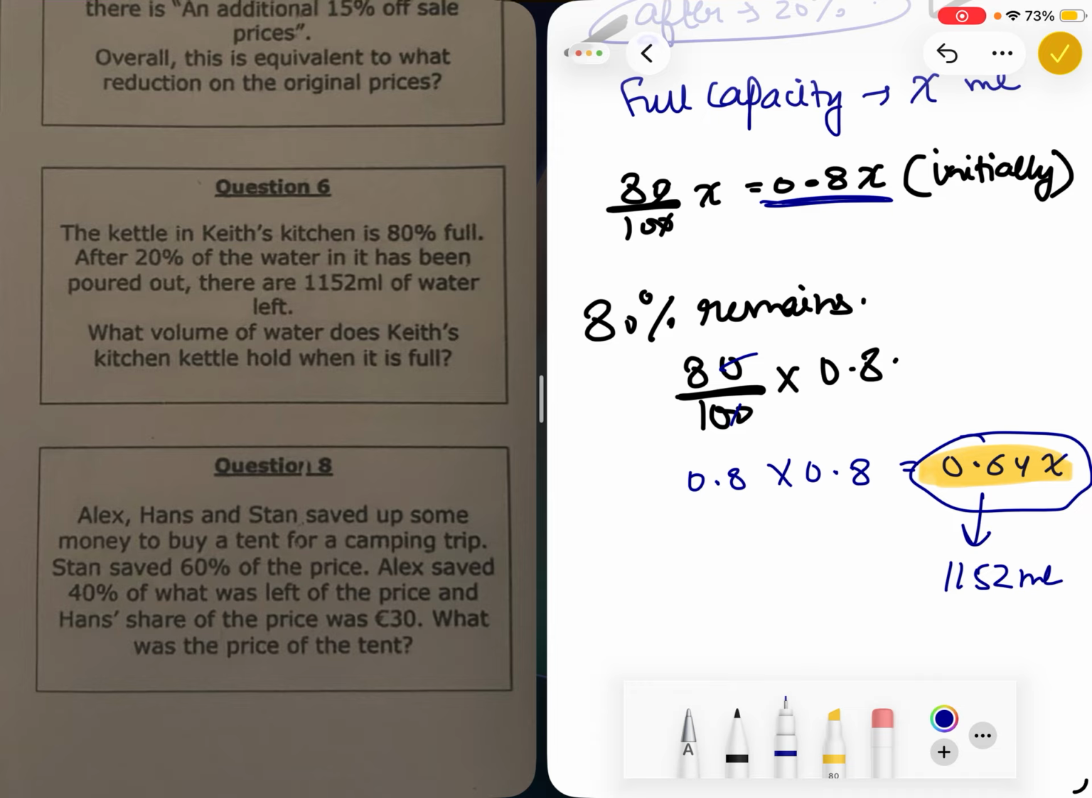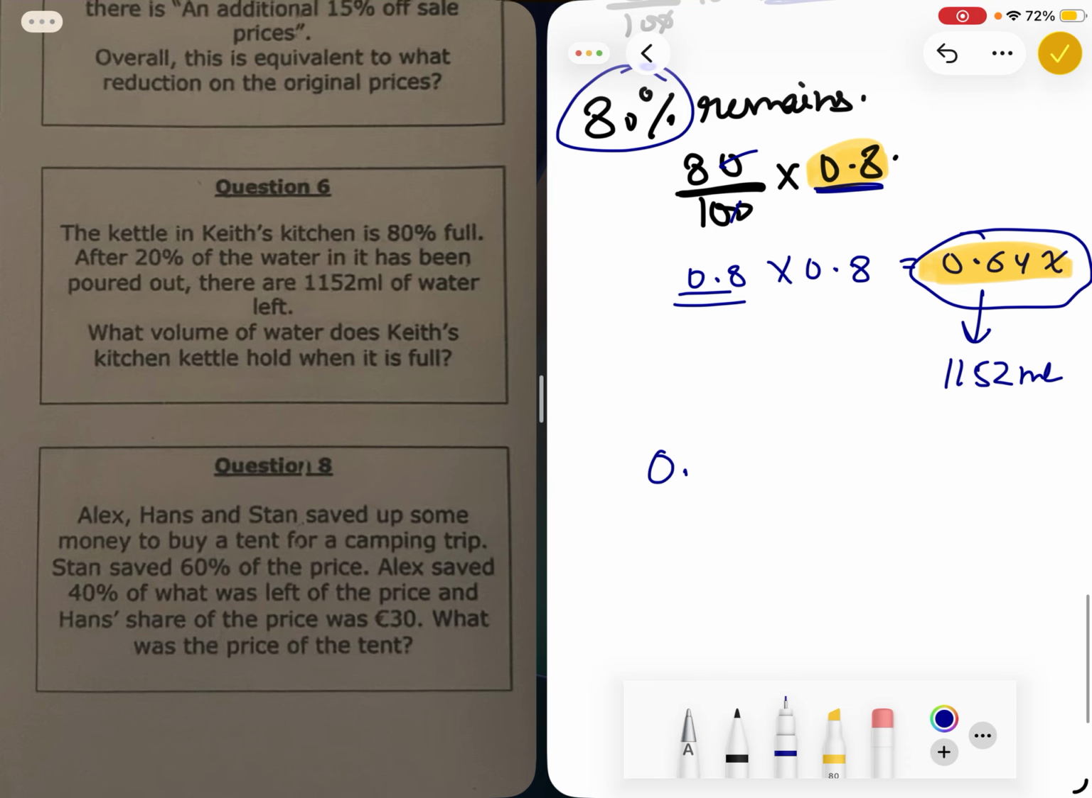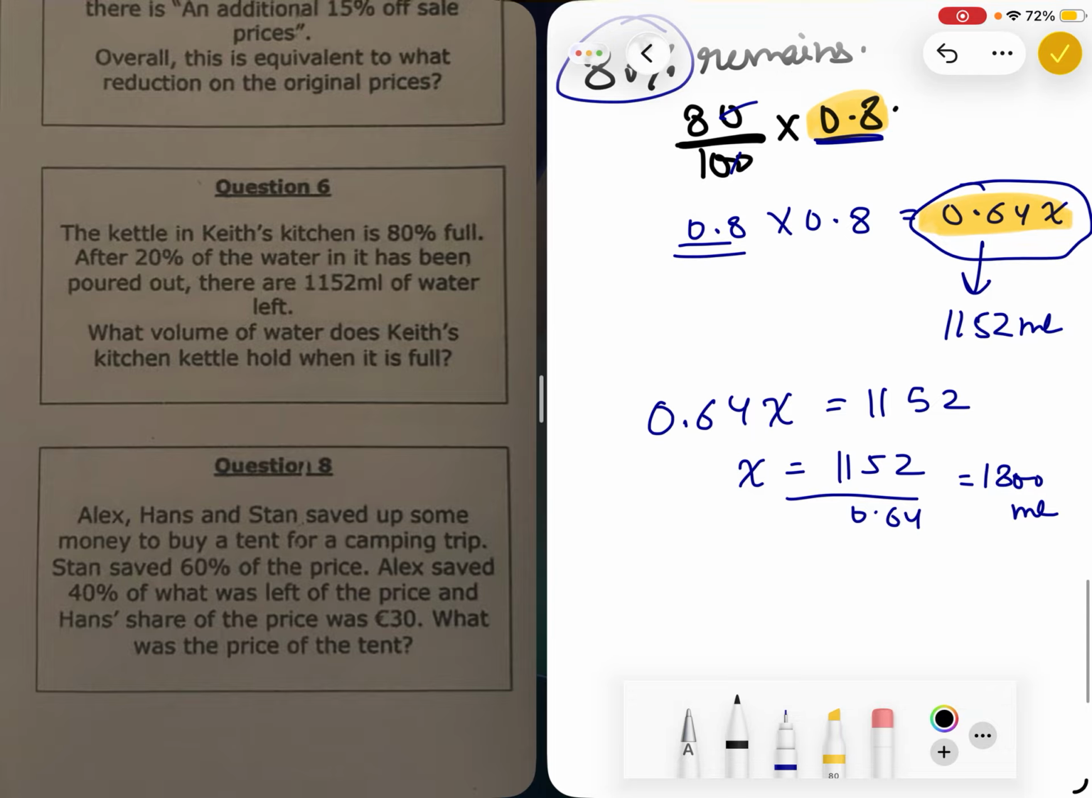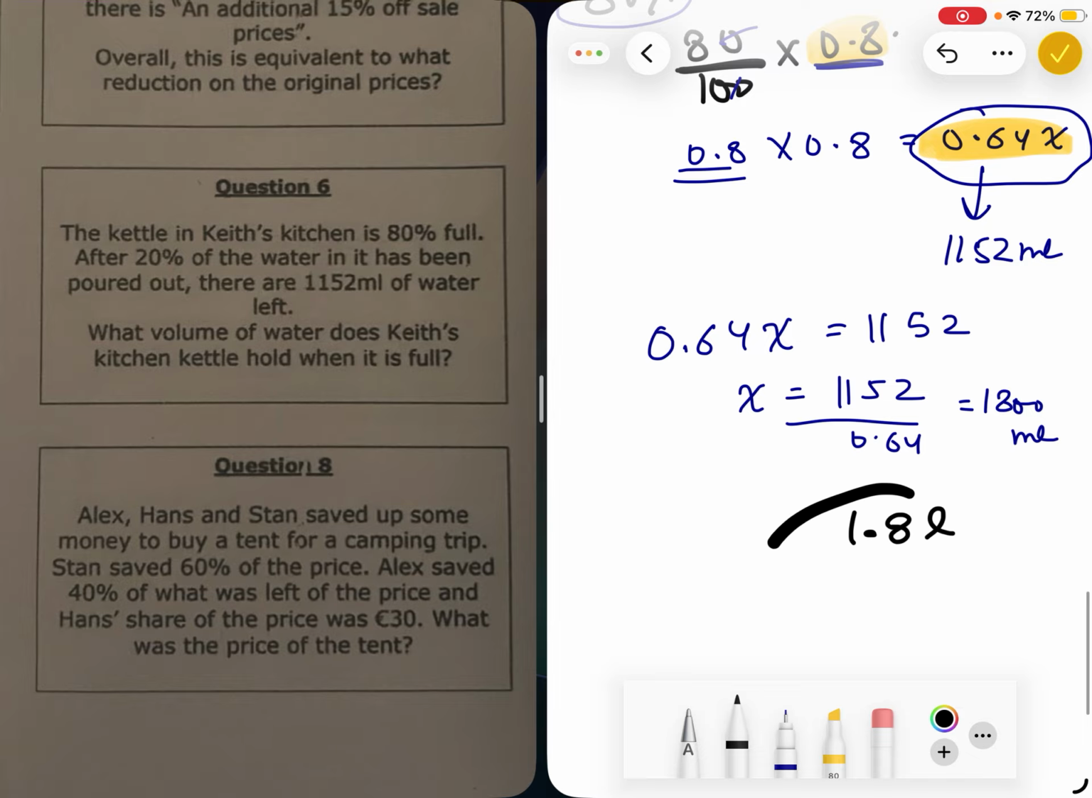Now they are saying that this particular water is 1152 ml. In the question it says there are 1152 ml of water left after 20% is poured out. So I did nothing with the 20%; I said if you have poured 20%, how much remains? 80%, 80% of 0.8. So we have 0.64x equals 1152. x equals 1152 upon 0.64, which is 1800 ml. Because the whole question was in ml, or you can write 1.8 liters.